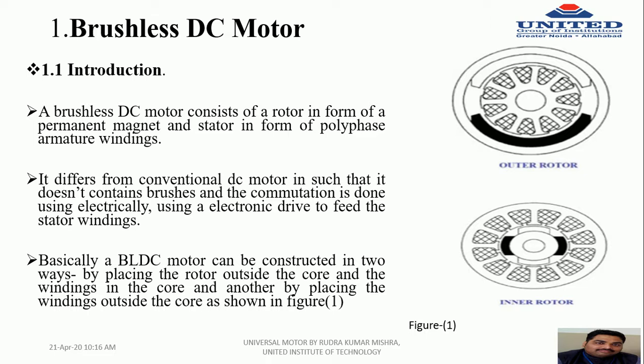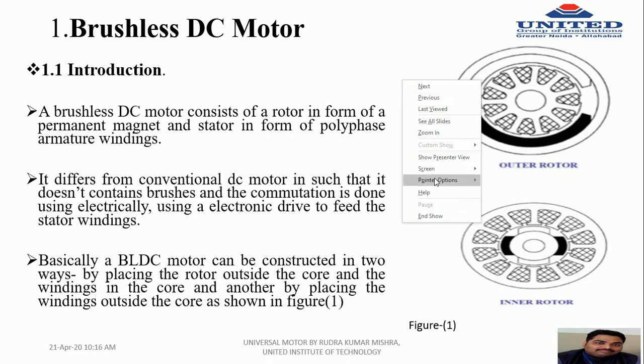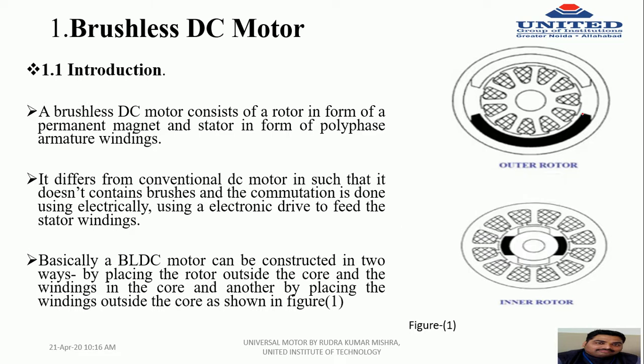Basically, a BLDC motor can be constructed in two ways, by placing the rotor outside the core and the winding in the core, and another by placing the winding outside the core as shown in figure 1. Here the rotor is outside the core and in this figure the rotor is inside the core. This is known as inner rotor and this one is known as outer rotor.